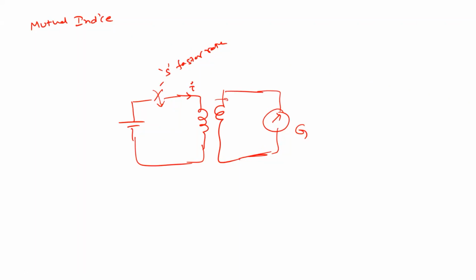What have you written beside S, sir? This switch is operating at a faster rate. Maybe in 1 second it is operating 1000 times, 10,000 times, like that. Let us assume that this switch is operating at maybe 10 kilohertz or 5 kilohertz frequency.